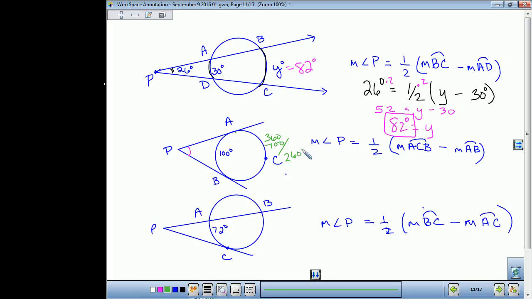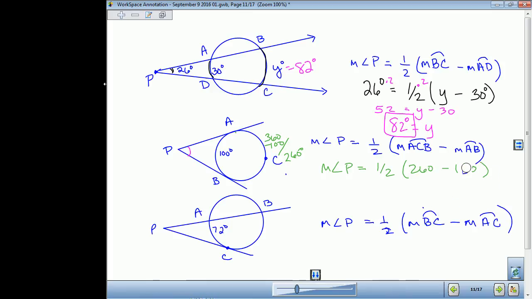So the measure of arc ACB is 260. Now we can find P. It's half of 260 minus 100. Excuse me, 100. And so half of 160 is 80.